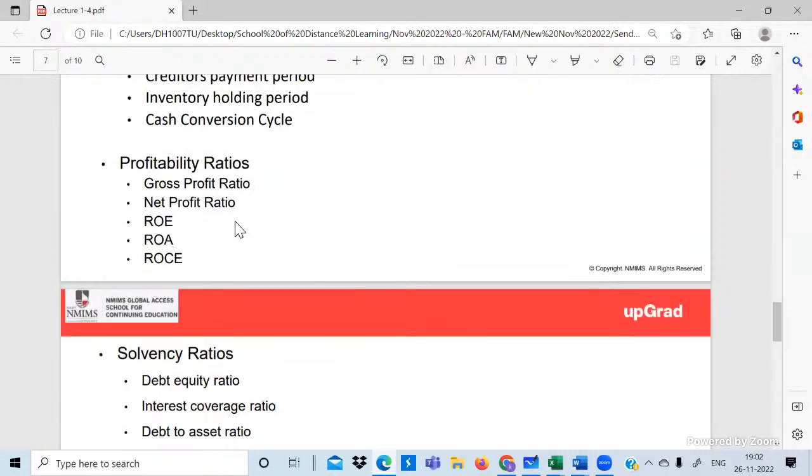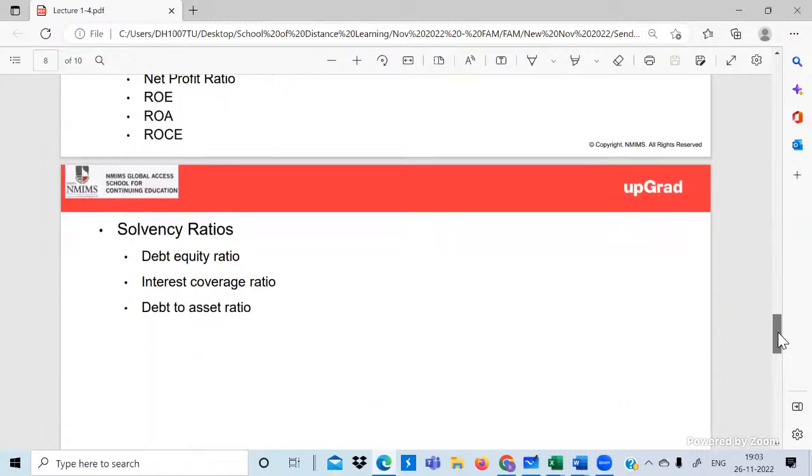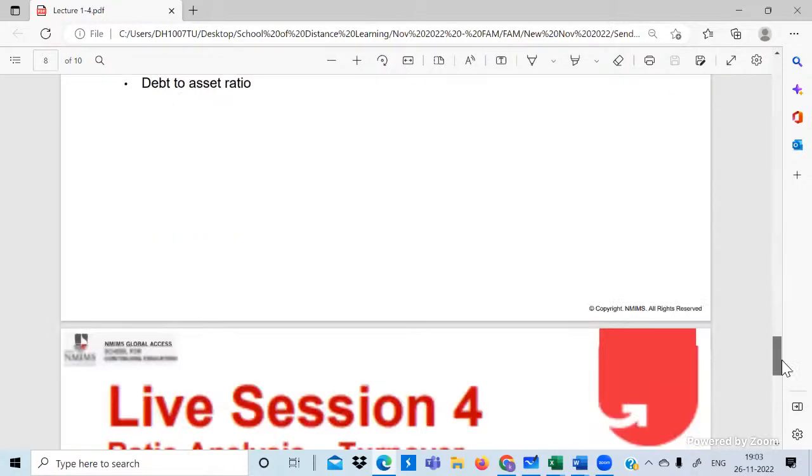Then we looked at the profitability ratios, be it the gross profit ratio or the net profit ratio, and then either return on equity or return on capital employed, return on asset. And then solvency ratios, which talks about whether the company has too much of debt, whether the company will be able to fulfill and pay off its long-term liabilities on time or not. So we looked at debt service coverage ratio, interest coverage ratio, debt equity ratio, and debt to asset ratio. Any questions on this before we start with today's session?